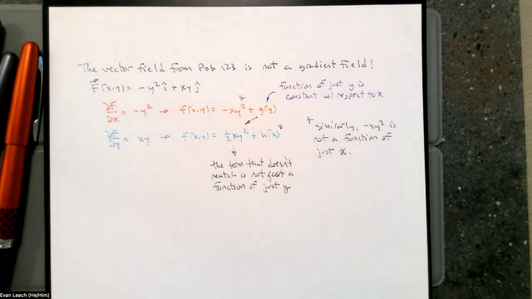If we look at the components of the vector field and think of those as partial derivatives, we can go backwards and construct our potential function. Since the vector field minus y squared i plus x y j does not have a potential function, is not a gradient field, therefore it's not conservative. So it's path dependent. So we got different values for the line integral. Good question.